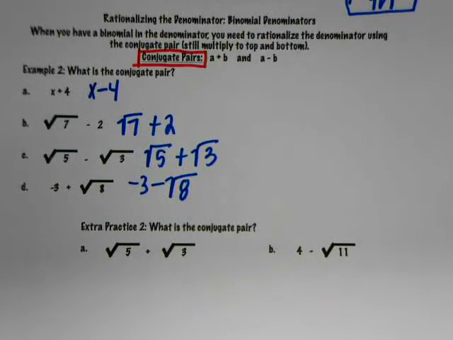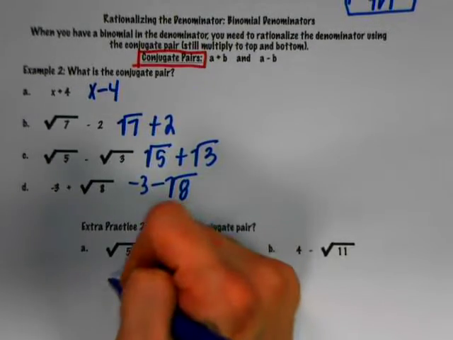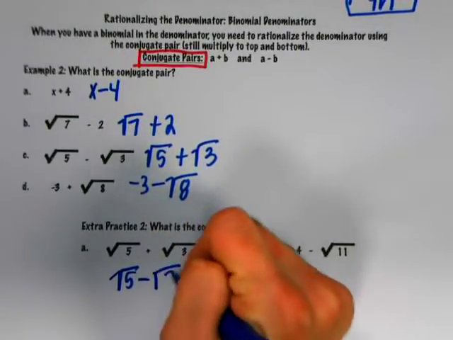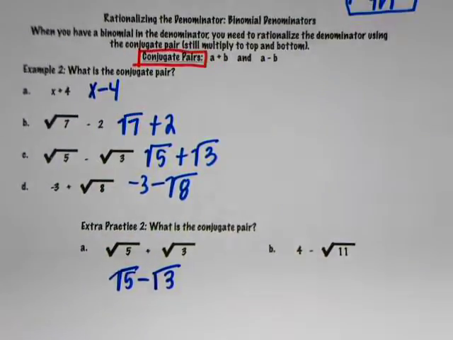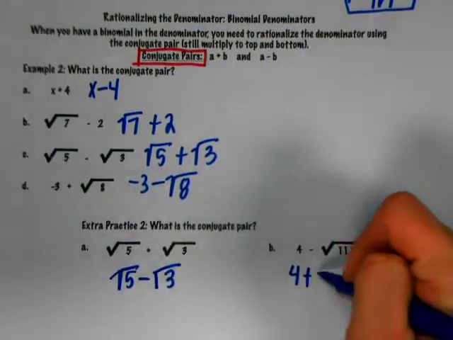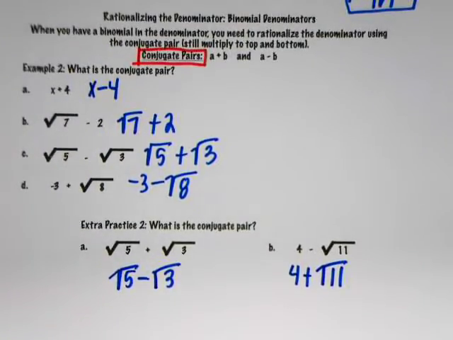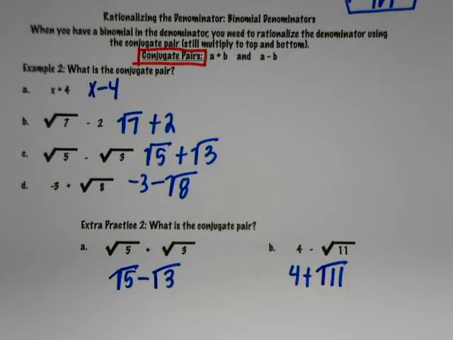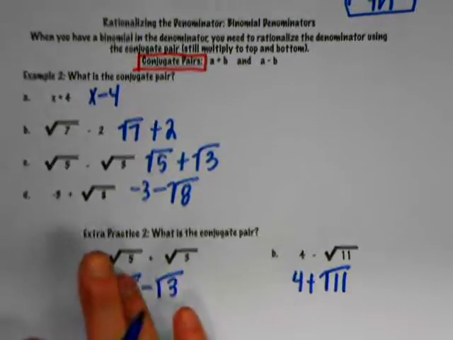For radical 5 plus radical 3, it's radical 5 minus radical 3. 4 minus radical 11, it's 4 plus radical 11. And then let's move on to actually now rationalize the denominator.